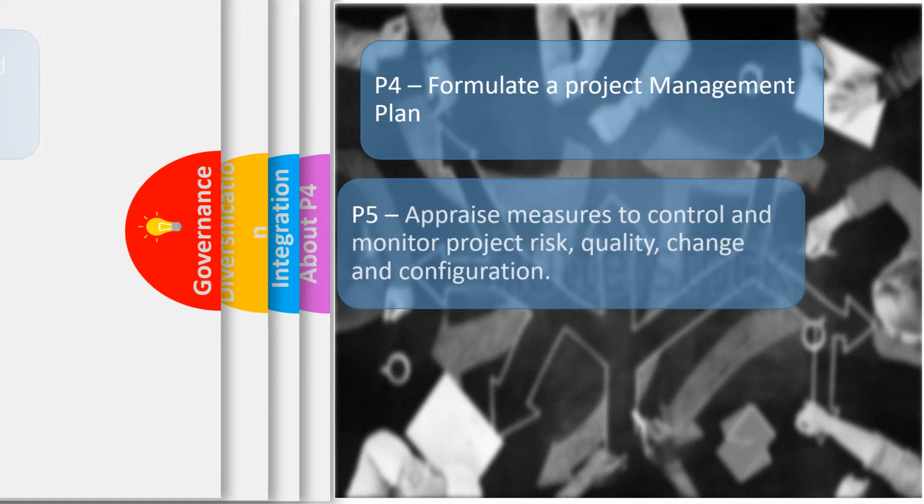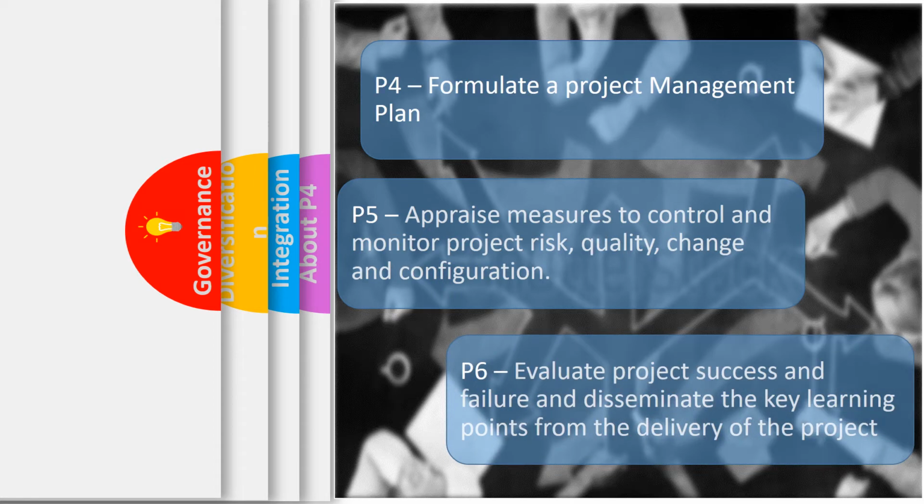Next 3 questions. So that's the first 3 questions. You've actually covered these before in the first assignment, so you should be familiar with those. The second 3 questions say: formulate a project management plan. Appraise measures to control and monitor project risk, quality, change, and configuration. And then question 6 says to evaluate project success and failure, and disseminate the key learning points from the delivery of the project. Let's look at the keywords.